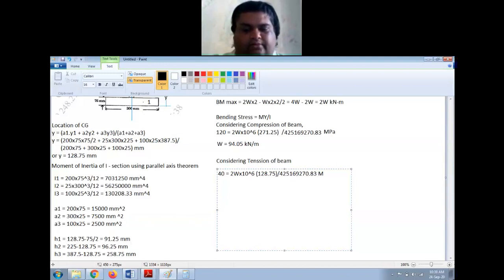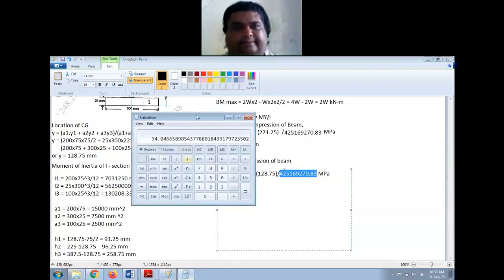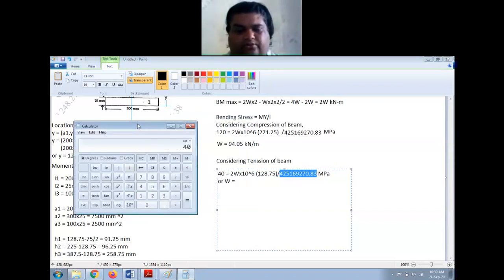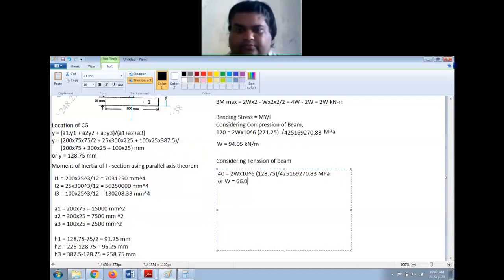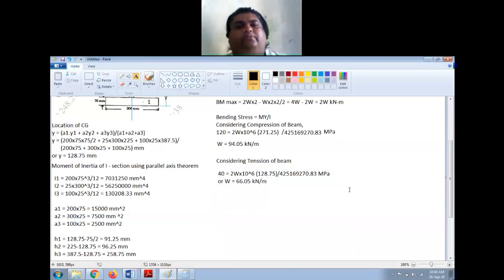MPa, or W is equal to, I'll just copy this, 40 into I value is this, by 128.75 is this, by 10 raised to 6 by 2. So this is 66.05 kilonewton per meter.